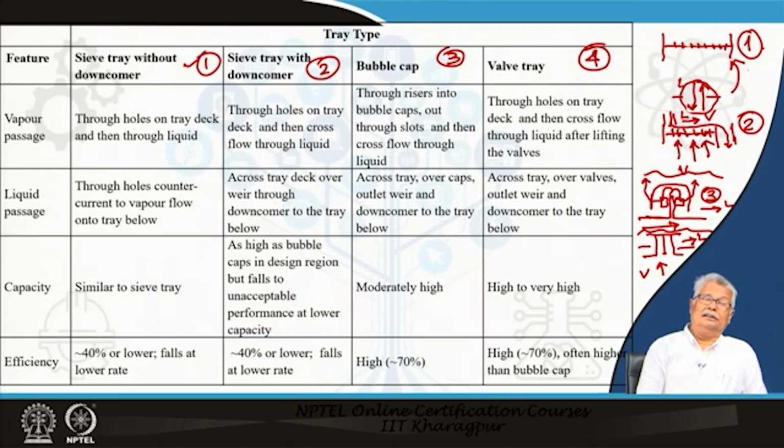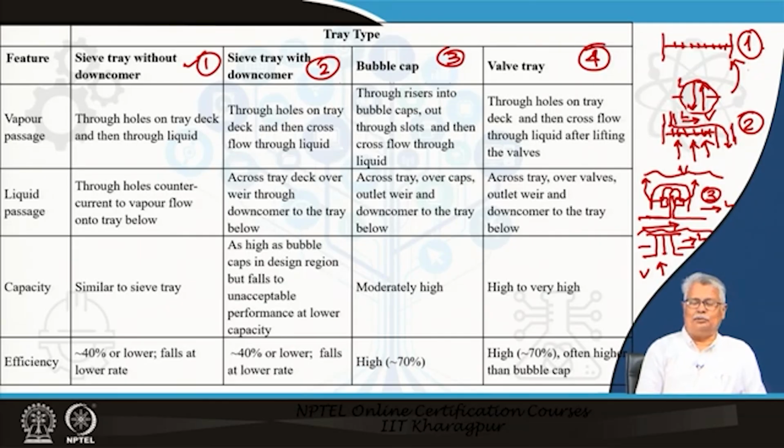Regarding the capacity, whether you have a downcomer or not, the sieve trays have similar capacity. Now, if you see here a comparison of the capacity, you will find that bubble cap usually will have a moderately high capacity. The valve tray usually has a capacity which is high to fairly high.